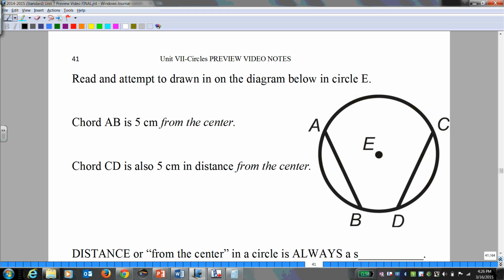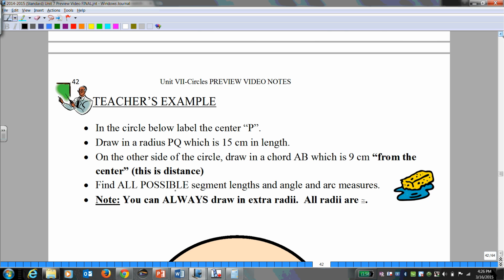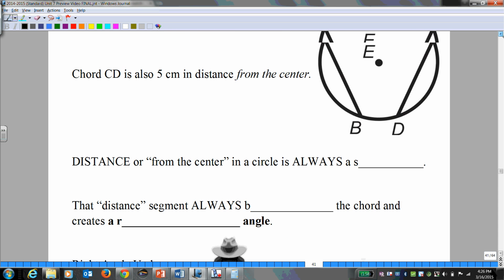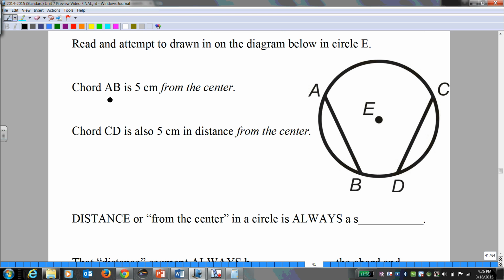I'm going to read this and I want you to try to draw it. That's all I want you to do. Read it and attempt to draw it. Just draw it. The chord AB is 5 centimeters from the center. The chord CD is also 5 centimeters in distance from the center. Attempt to draw that.